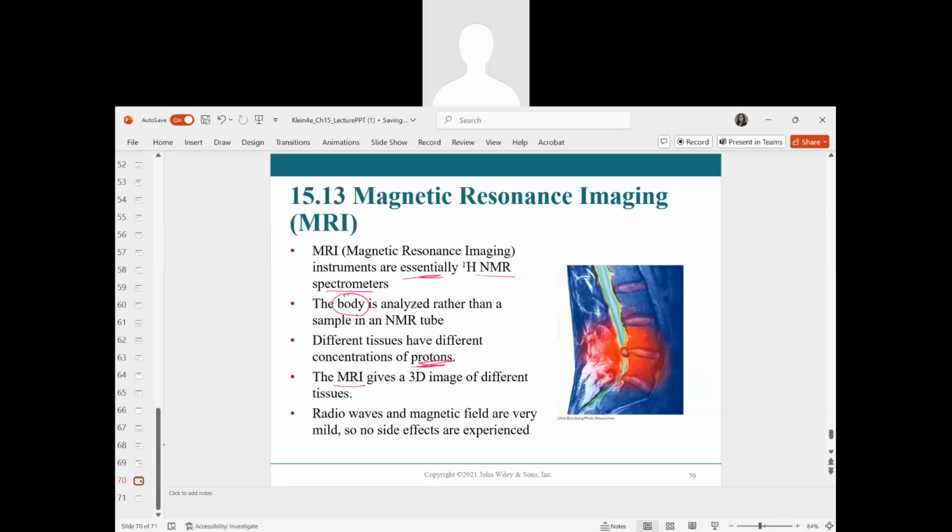And we utilize, again, a magnetic field to orient all these protons and then pass a radio wave through them. But note here that these are mild and no side effects are generally experienced. So again, this is just a real-world application of proton NMR.